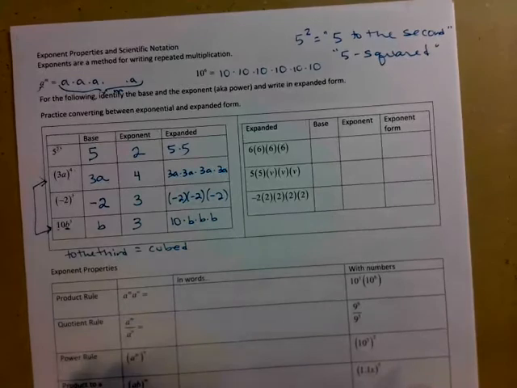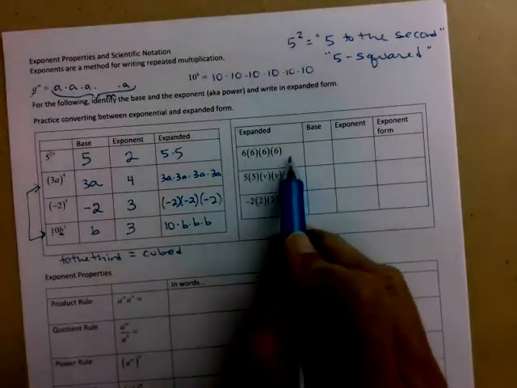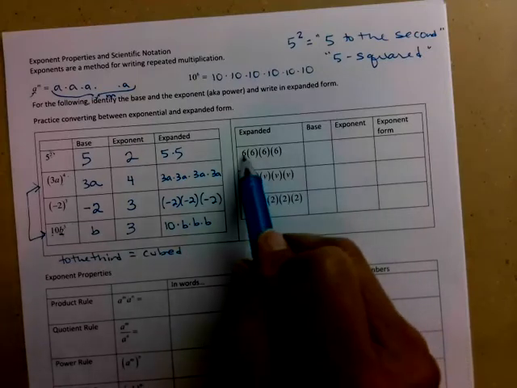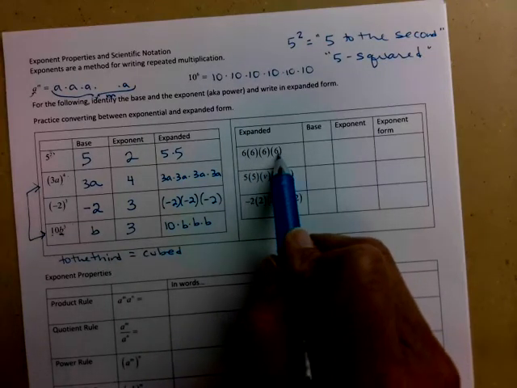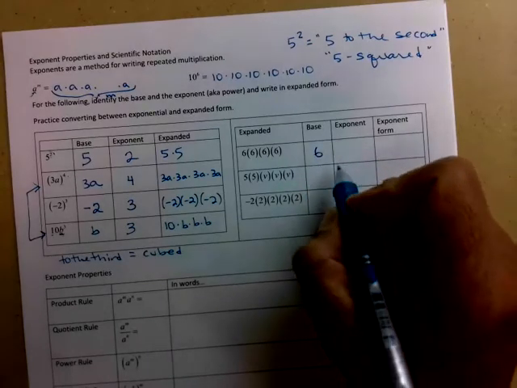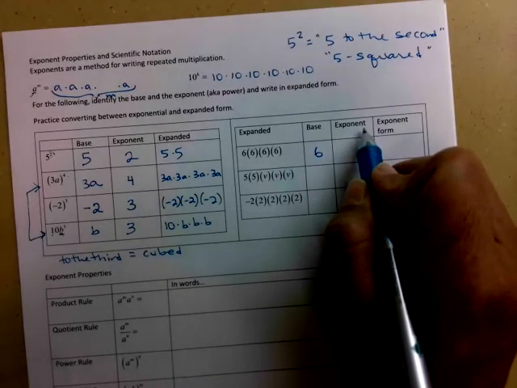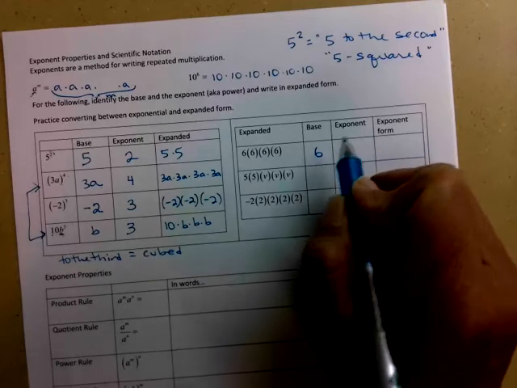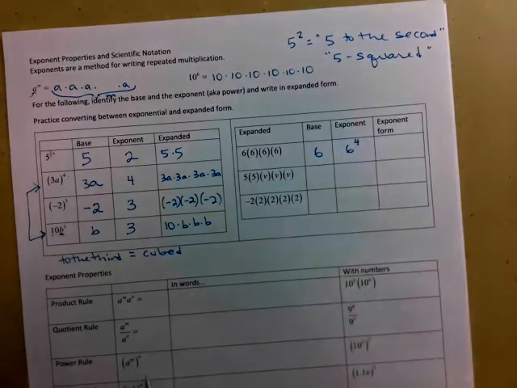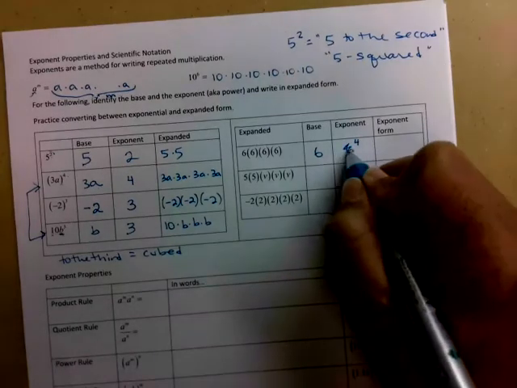So now we're going to go the other way. We have it expanded, and we're going to write it in its exponent form. So I have 6 times 6 times 6 times 6. The base is 6, the part that's repeated, and the exponent is the number of times that you have that factor. So this is 6 to the 4th power. 4 is the exponent.